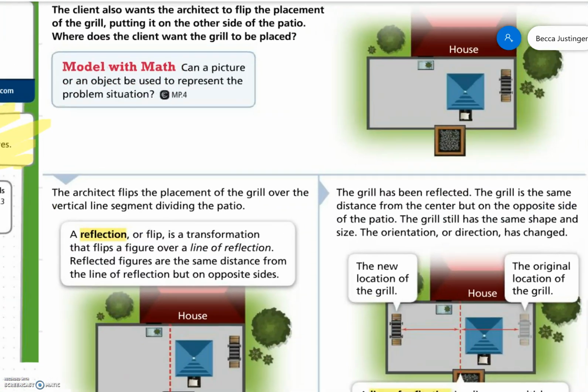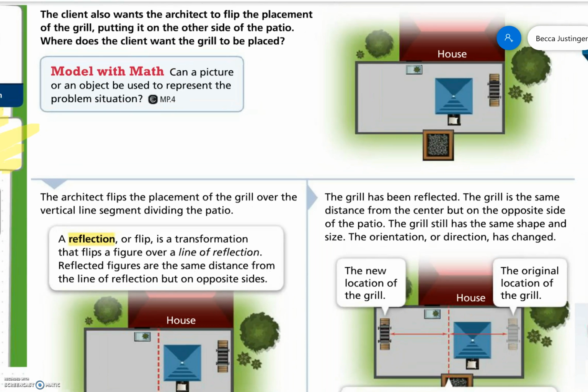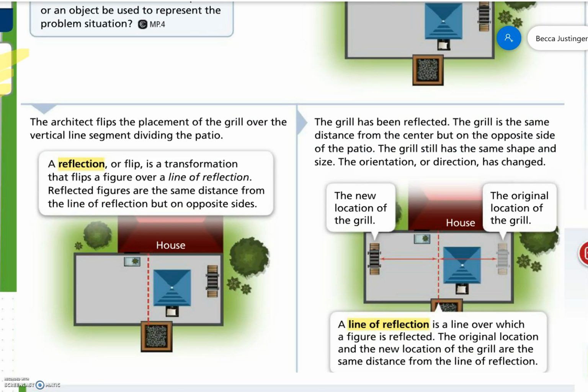Example number 1. So this is recognized from last lesson. The client also wants the architect to flip the placement of the grill, putting it on the other side of the patio. Where does the client want the grill to be placed? So the architect flips the placement of the grill over the vertical line segment dividing the patio. So we divide the patio in half along this red dotted line, and we're going to reflect it.